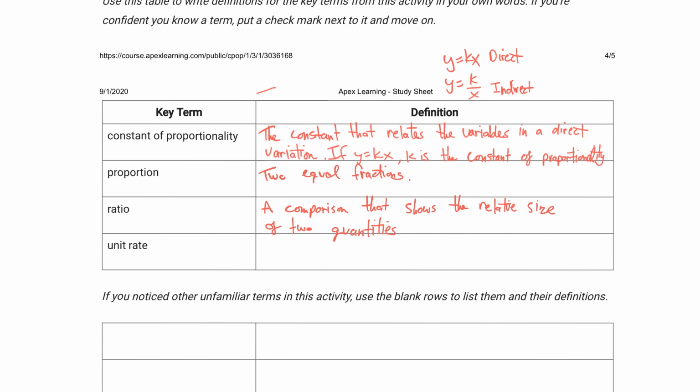And a unit rate is a rate with 1 for a denominator. Also the same as the constant of proportionality. So there you go. Those are the main ideas here for this lesson, and I'm hoping this was helpful for you. Thanks for watching.